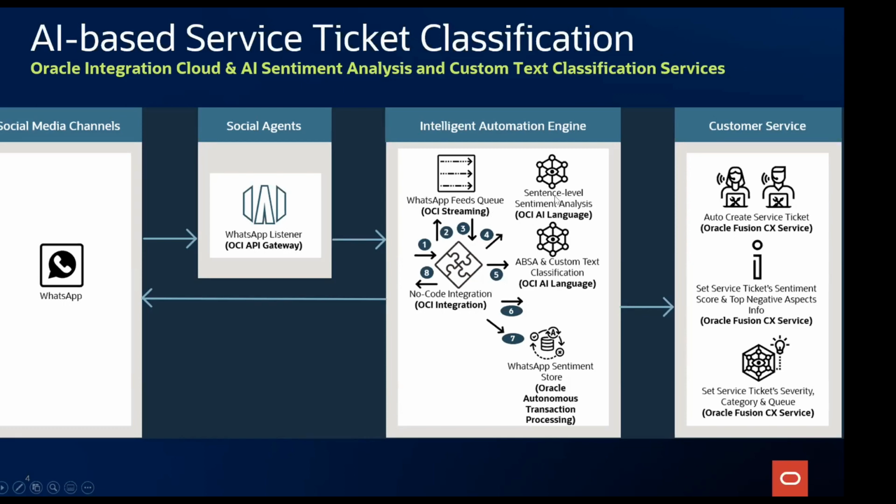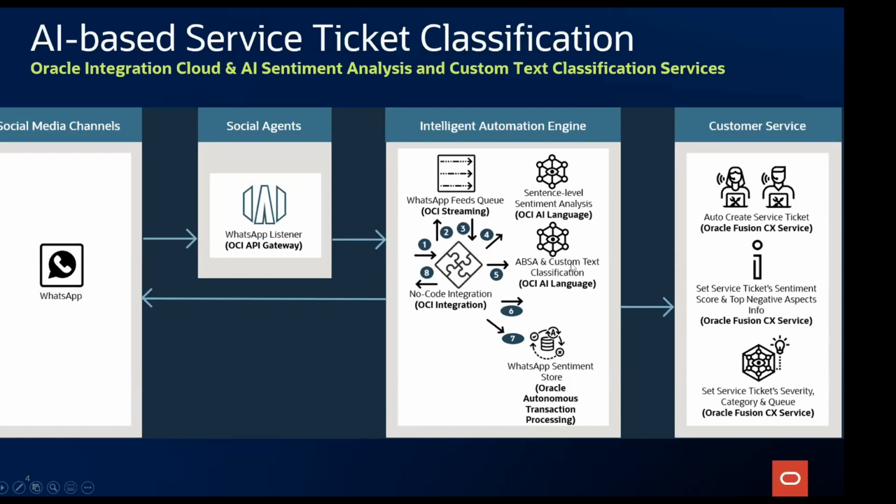It applies sentence-level sentiment analysis to get the overall sentiment score of the WhatsApp message. Then it applies aspect-based sentiment analysis, that's what ABSA stands for. This aspect-based analysis is just to give enough information for the service agent to be able to tackle and resolve the service request faster.